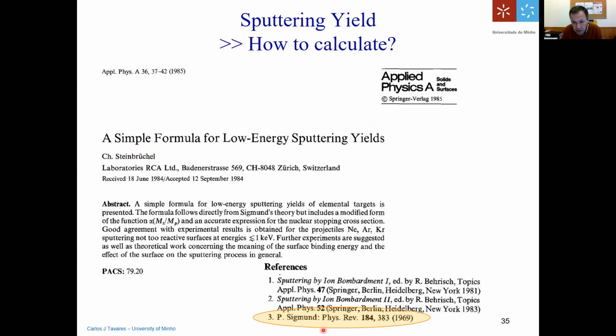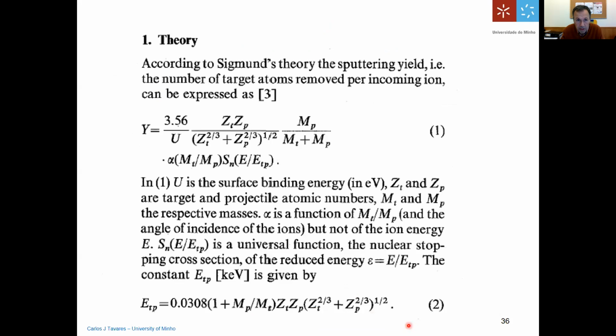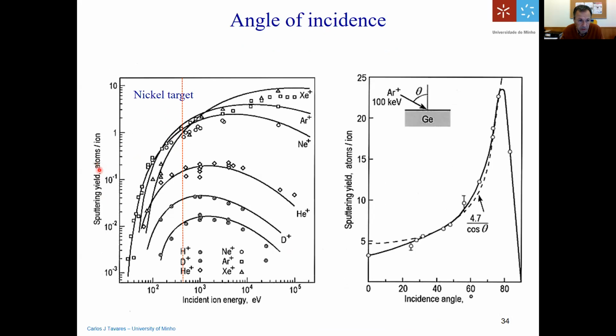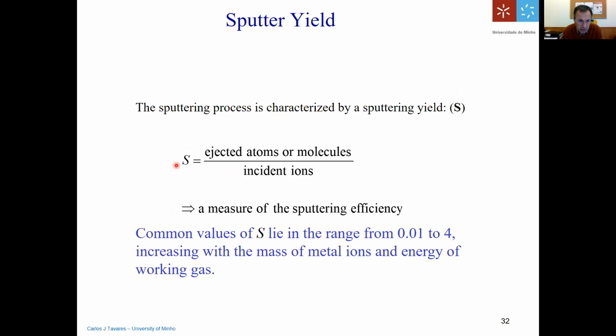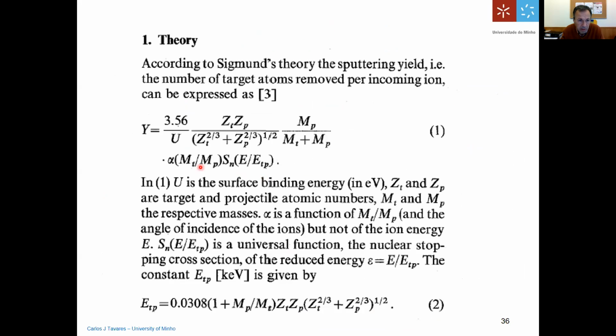And it was based on the theory developed by Peter Sigmund in the 60s, from last century. This paper is from 1995, and the previous paper was from 1969, from Peter Sigmund. And you can calculate this sputtering yield, which here is given by the letter S, but in this paper it's given by the letter Y. I'm not going very in-depth into this, but you can read the paper if you like.